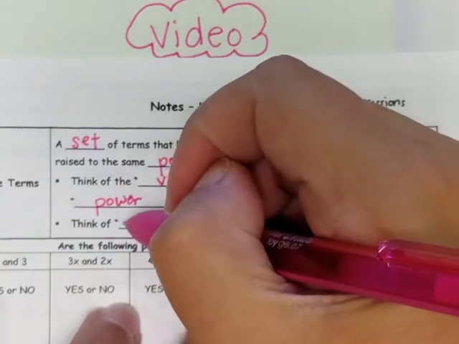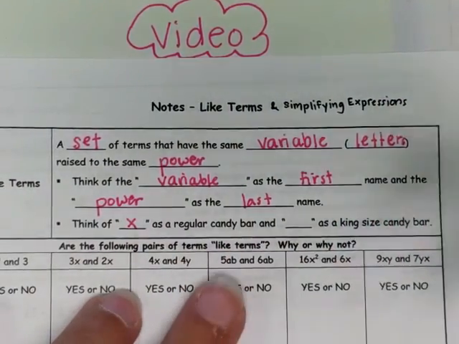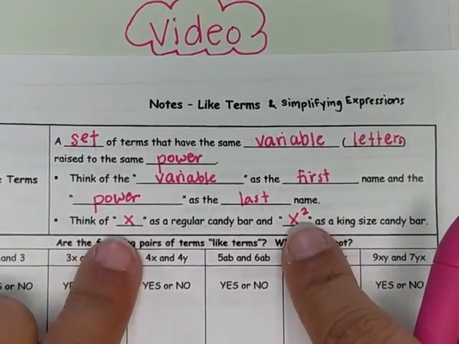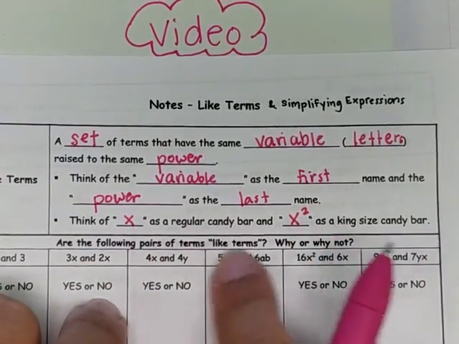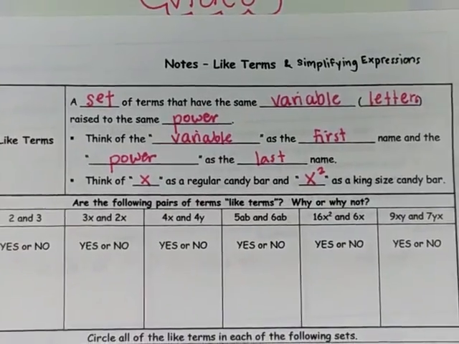And then X can kind of be like a regular candy bar, and then X squared is like a king size candy bar. So we're not going to combine those together because this has a power of 1 and that has a power of 2. So that's just kind of a cute way to remember it. All right. So let's go ahead and look down here.